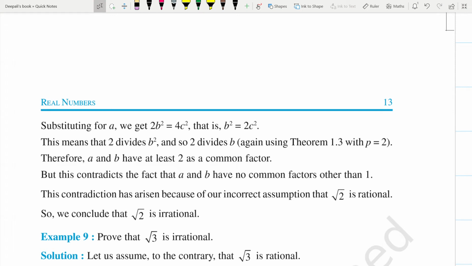Substituting a, we get 2b square is equal to 4c square. That is, b square is equal to 2c square. It means that 2 divides b square and so 2 divides b. Therefore, a and b have at least 2 as a common factor. But this contradicts the fact that a and b have no common factor other than 1. This contradiction has arisen because of our incorrect assumption that root 2 is rational.